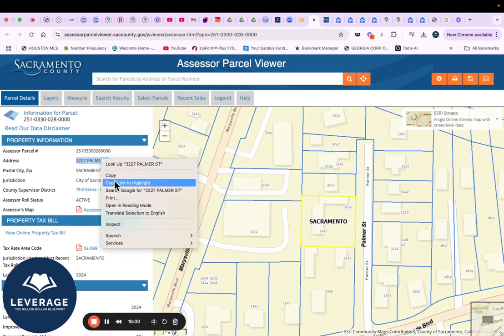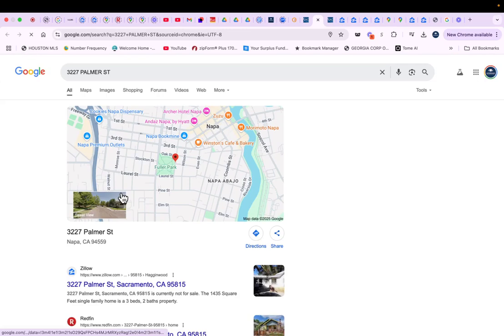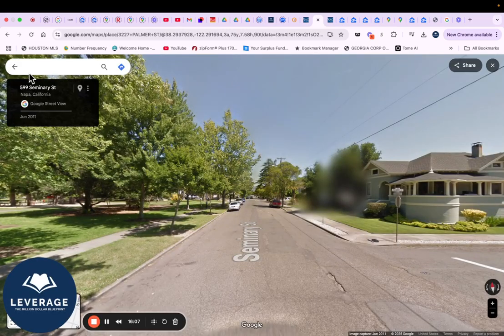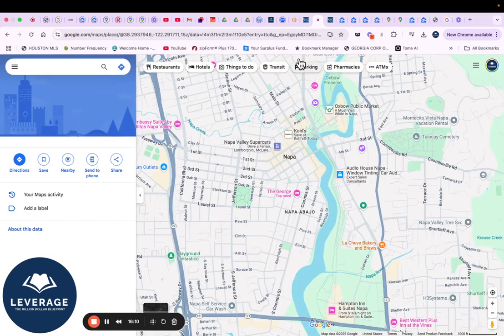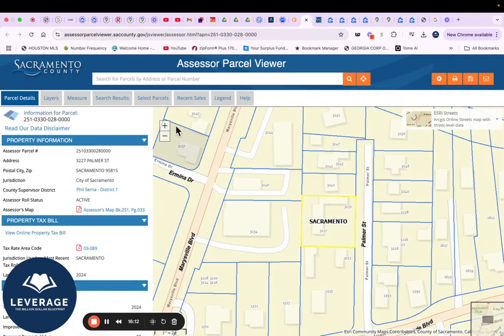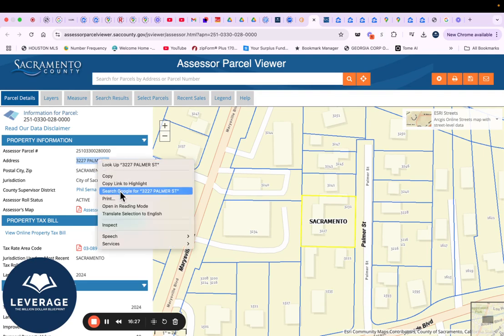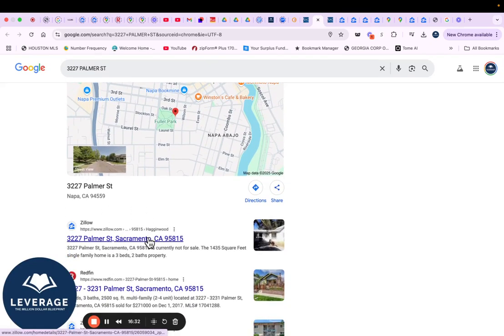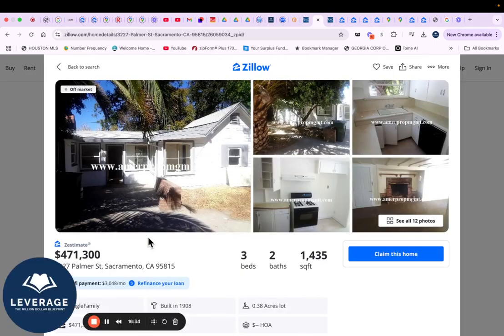Let's see what Palmer Street looked like. These are, no, that's not Nevada. That's Napa. Did y'all see that? It says Napa, California. We are definitely in the wrong area. I need to find this in Sacramento, not Napa. So we don't want the one in Napa. We want the one in Sacramento. Gotta watch out for that one. This was 471.